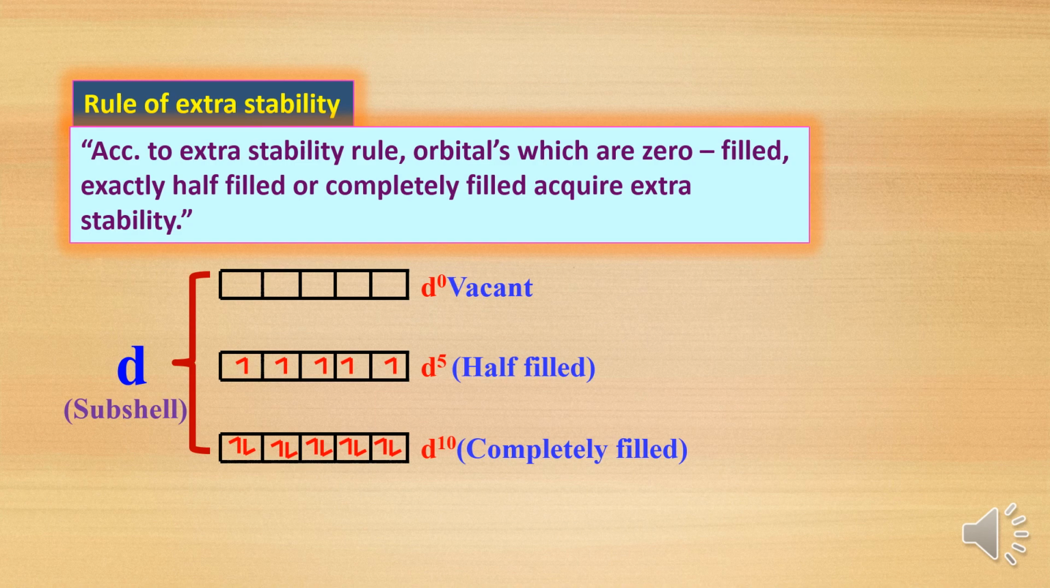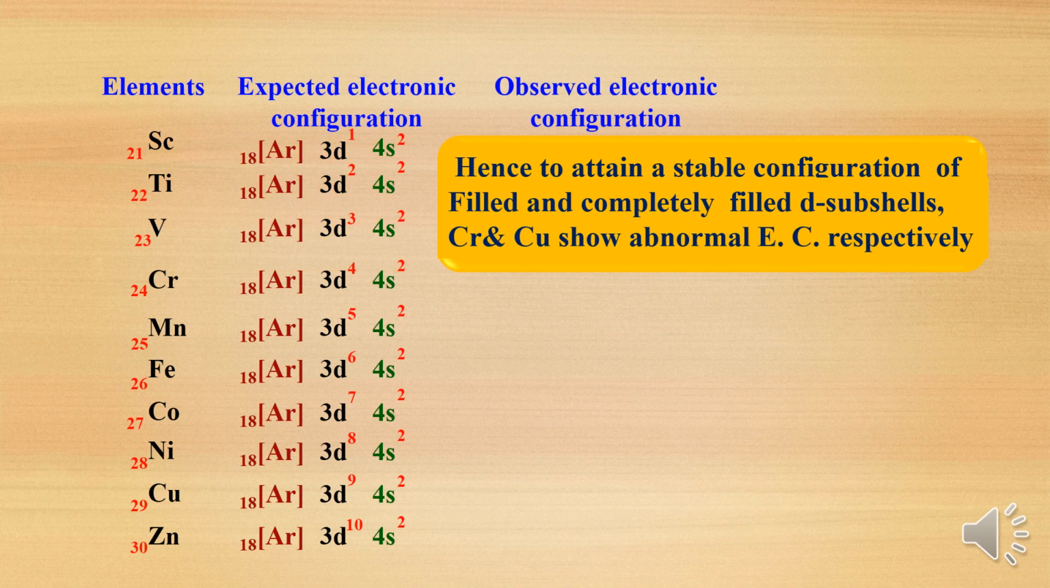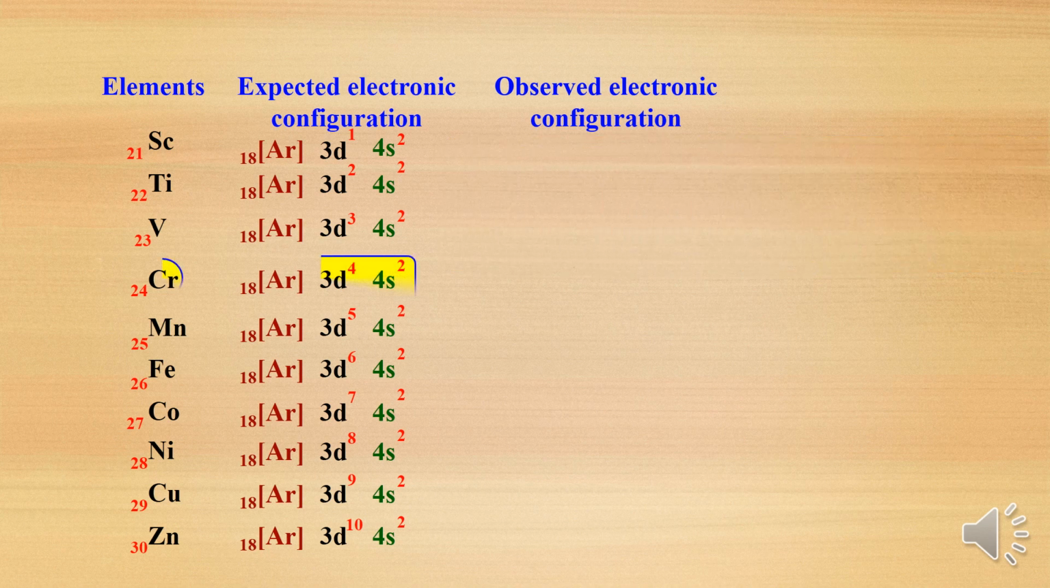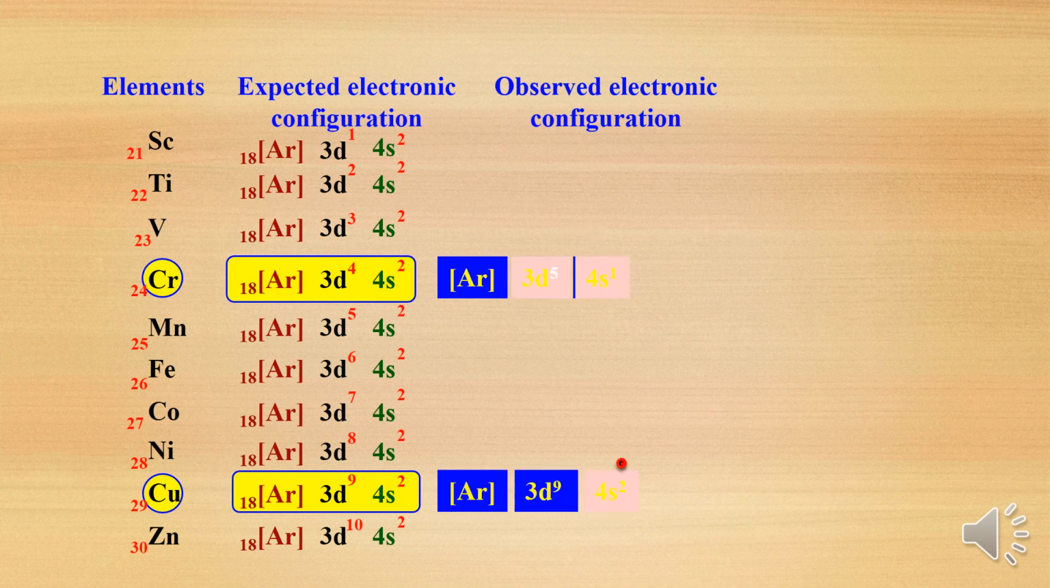Then d10 is completely filled, and that is also stable. That's why we already know that chromium and copper are exceptional cases due to stability. The electronic configuration of chromium becomes 4s1 3d5 and copper becomes 4s1 3d10, because a half-filled and completely filled orbital has extra stability. That's why chromium and copper are exceptional cases.